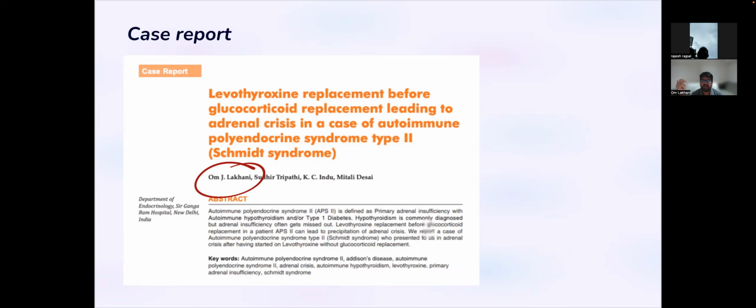So what this patient actually had was an autoimmune polyendocrine syndrome, a Schmidt syndrome, where you have multiple endocrine disorders. This patient actually had adrenal insufficiency with hypothyroidism. So sometimes what happens is hypothyroidism masks the underlying adrenal insufficiency. And when you start this patient on levothyroxine, the underlying adrenal insufficiency often gets unmasked, right?